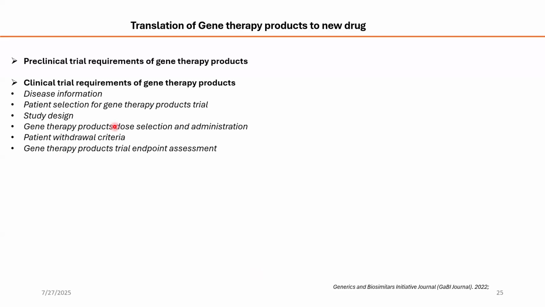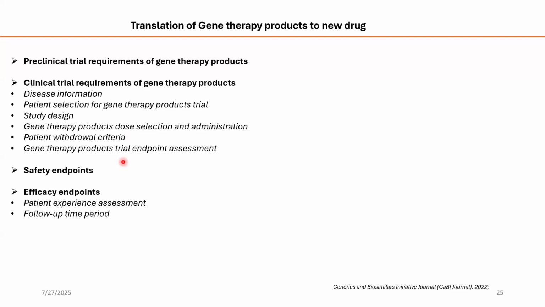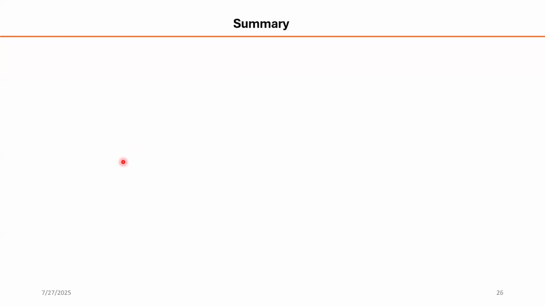So what is the dose selection, the administration criteria. In case a person is withdrawing from the study, what kind of criteria is being followed for that, and what is the trial endpoint. So how long is the trial going to last, and how follow-up is done. All these have to be mentioned, along with the safety endpoint and also the efficacy. So the patient history, the patient experience, and the follow-up time period have to be mentioned.